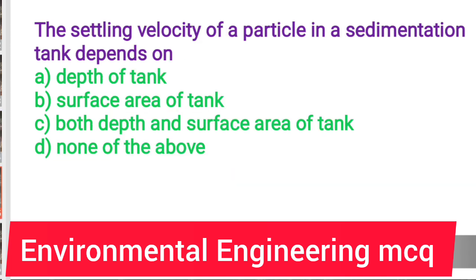Next question, the settling velocity of particles in the sedimentation tank depends upon: option A depth of tank, option B surface area of the tank, option C both depth and surface area of the tank, option D none of the above. The correct answer is option B surface area of the tank.